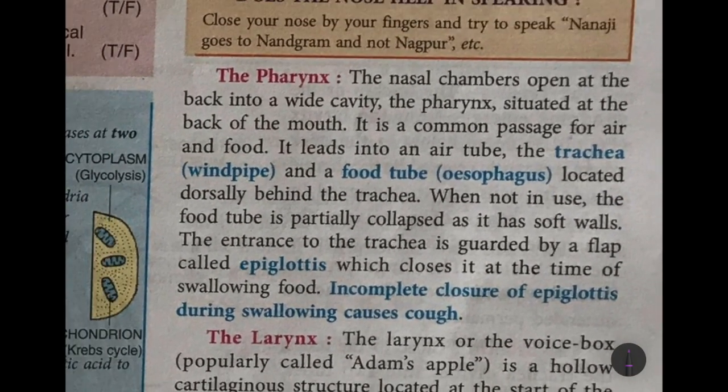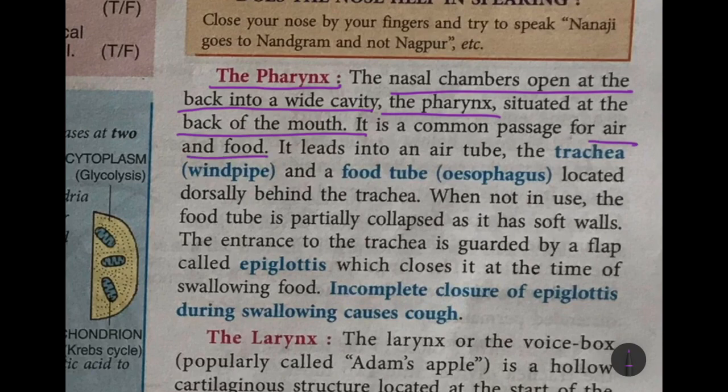Next is the pharynx. After the nose, the air goes up into the nasal chambers, and the nasal chambers open at the back into a wide cavity. If you open your mouth wide, right at the back, you will see the pharynx. So where do you find it? At the back of the mouth, and it is a common passage for air as well as food.